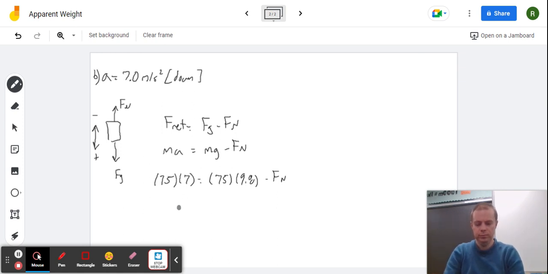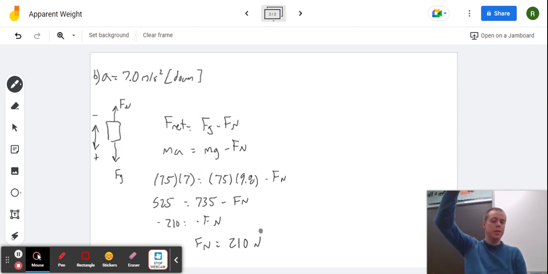So 525 equals, and this is that 735 from before, minus the normal force. When we move that over, we get negative 210 is negative the normal force. So the normal force is 210 newtons. In this situation, when the elevator is accelerating downwards, you're going to feel lighter.